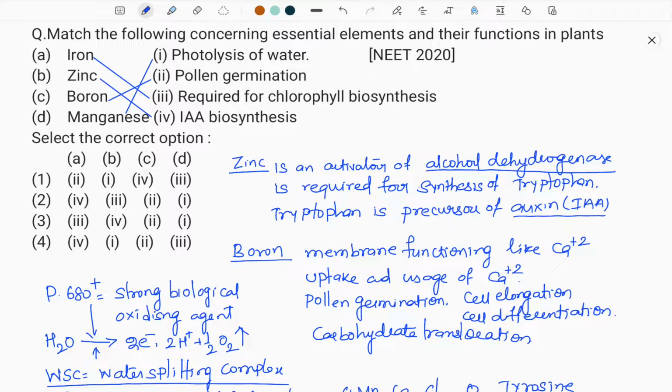So let us see here. Iron, that is required for chlorophyll synthesis, that is A3. So this is the option here. Let me check once again. B4, it is IAA biosynthesis, and C2, that is boron, pollen germination, and D, manganese, that is D1. This question is extracted from mineral nutrition and essentiality of minerals, how they are helpful in metabolic reactions.